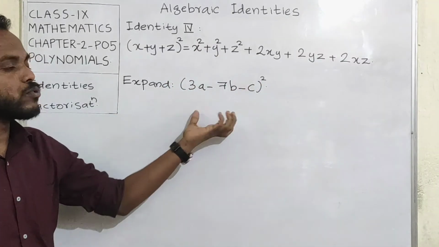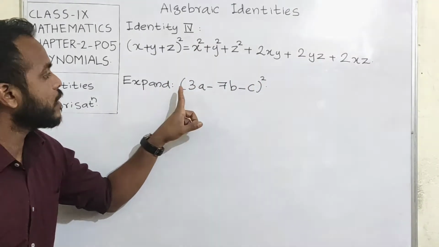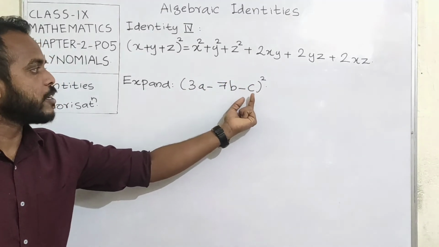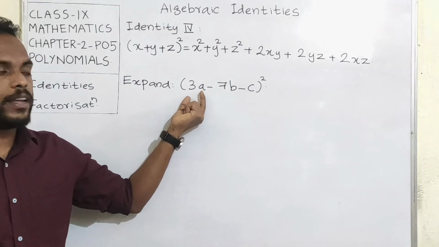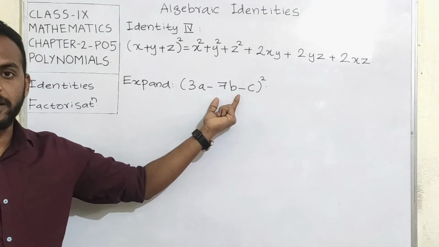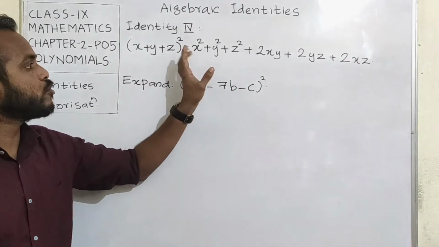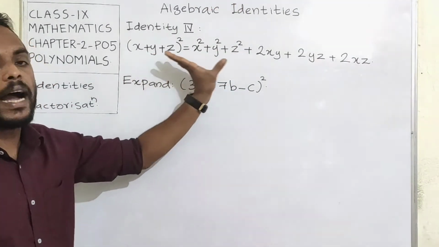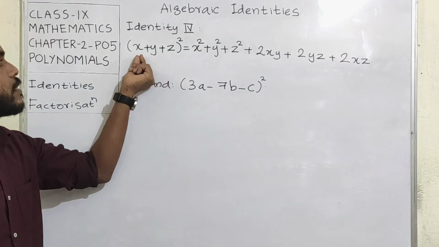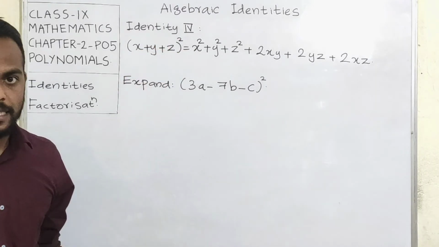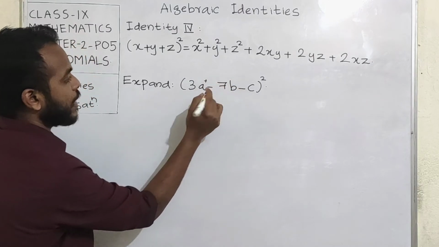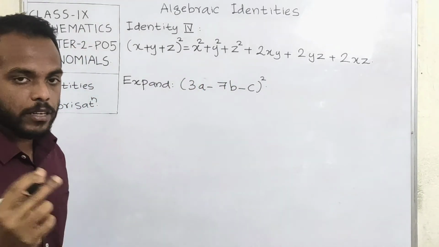On trying to solve this one, you need to be very careful with the symbols of the variables or the terms in between. That is, the first term is actually 3a, but the second term is minus 7b. Then only you will be able to apply this identity truly. That is, this identity just says the sum of x and y and z. Similarly, this is nothing but 3a plus minus 7b. We will try to solve, then you will get more idea.